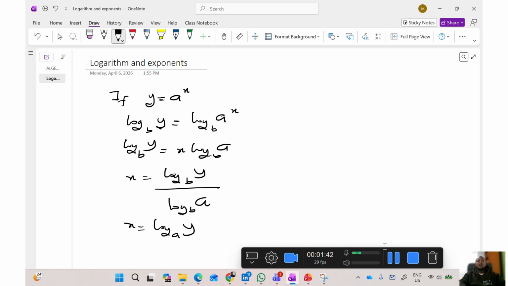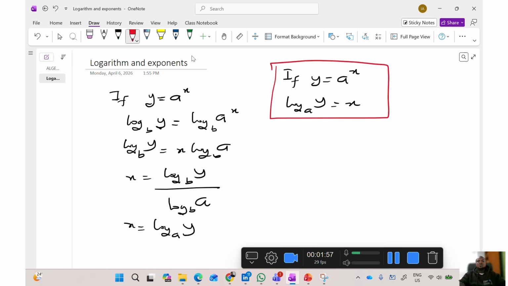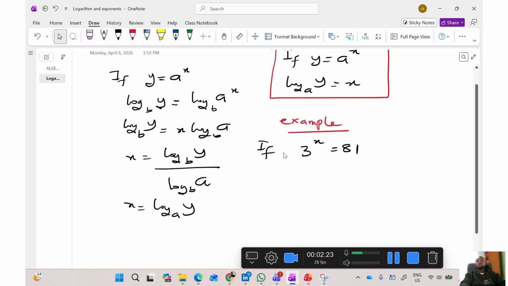So in conclusion, if y is equal to a raised power x, okay, so the logarithm of y to base a is equal to x. So you must note this, okay? So for example, if 3 raised power x is equal to 81, I will need to find x. If 3 raised power x is equal to 81, we know that 3 raised power 4 is 81, isn't it? So let's solve this using logarithm.